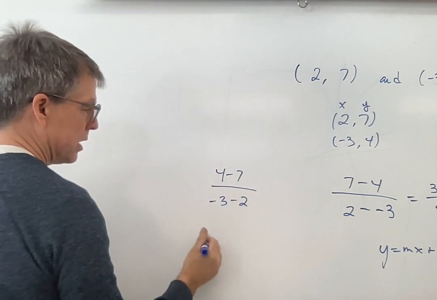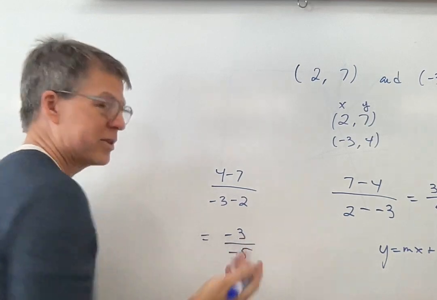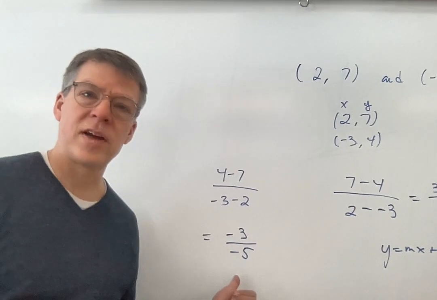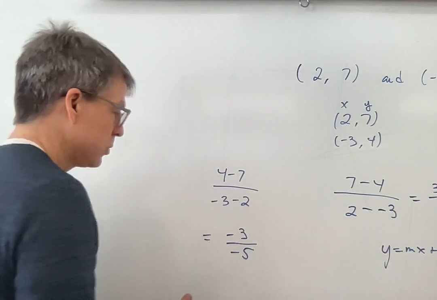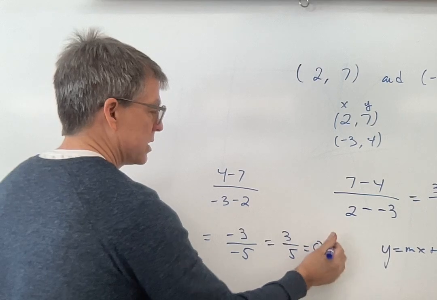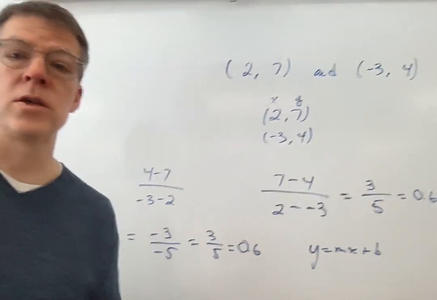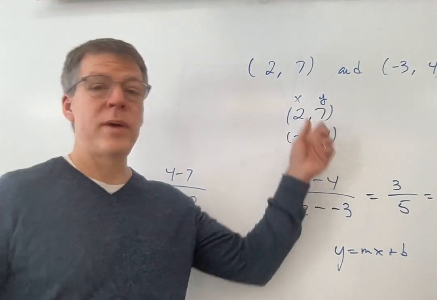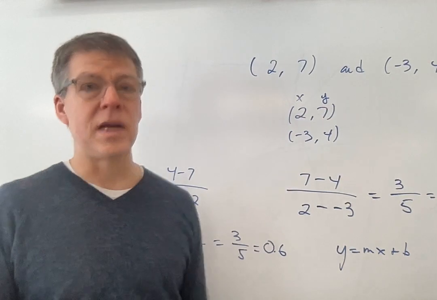I'll write it down here. This is going to be negative 3 over negative 5. But here's the thing. Guess what a negative divided by a negative is? It's positive. So we get the same exact answer. 3/5, also known as 0.6. It's the same exact answer as we got over here. Okay? So you can do top minus bottom, top minus bottom. Great. You can do the other way. Bottom minus top, bottom minus top.